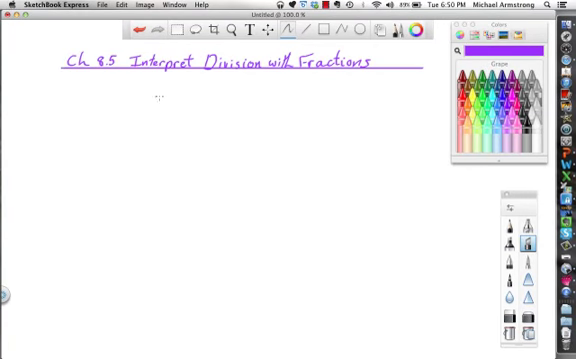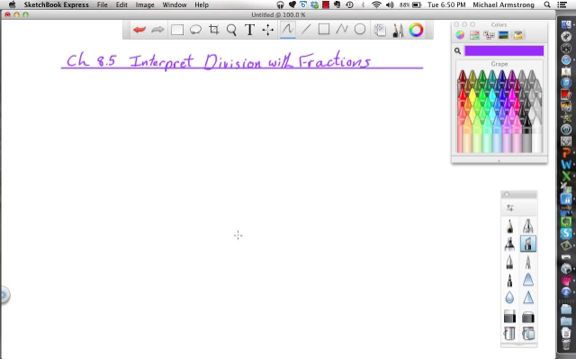Okay, we'll get right into chapter 8.5. This chapter is to interpret division with fractions, and that really just means story problems. Or, how can you use diagrams, equations, and story problems to represent division? We're always talking about how to represent division because we're trying to help all of the students understand what division, especially with fractions, really means and what it looks like.